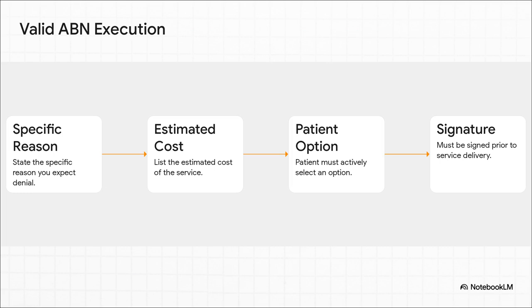Simply handing over a blank form doesn't cut it. The ABN has to state the exact reason why you expect a denial. It needs the estimated cost. The patient actually has to select an option. And critically, they have to sign it prior to the service delivery.